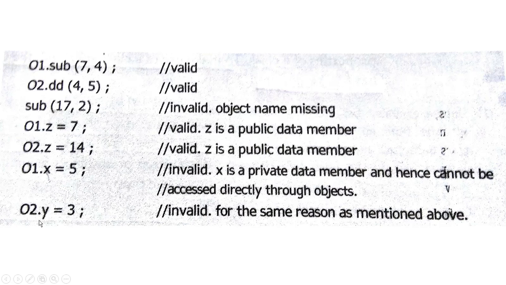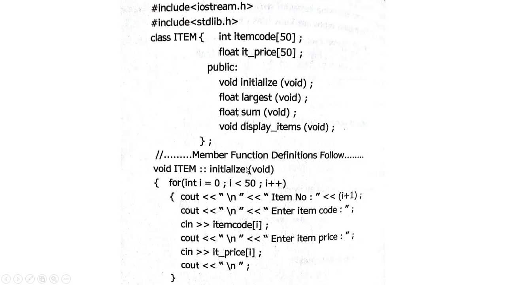So to access private members, we'll use a member function. For example, you can see here we have the program. Here is class item, and these are the private members because the access specifier is not used here. So this is private, these are public. So here is the code for a public function, that is initialize, and here we have used item code, which is a private member, and this is a public member function of the class. So here you can access the private member without using any object. Just write the name of the variable and you can use the private members here like this.